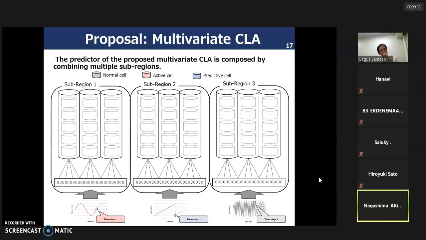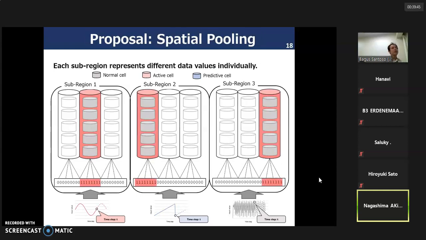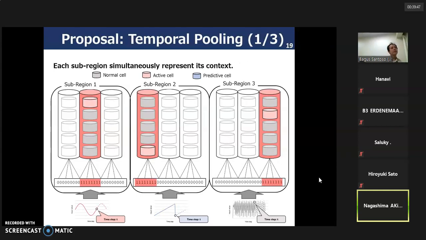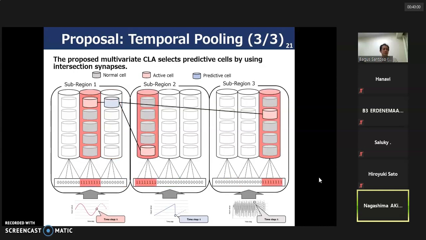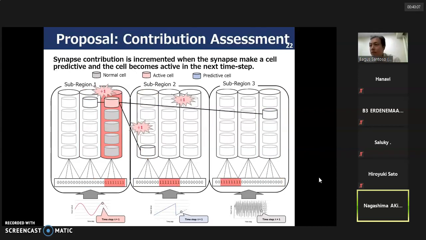Next, I describe the learning flow of the proposed multivariate CLA. Multivariate CLA is composed by combining multiple subregions, respectively learning different input data. Spatial pooling is performed in each subregion. Temporal pooling is performed by all subregions synchronously. As a result, cell synapses are also arranged between cells in different subregions. This constructs an intersection synapse network predicting each input data by using other input data.